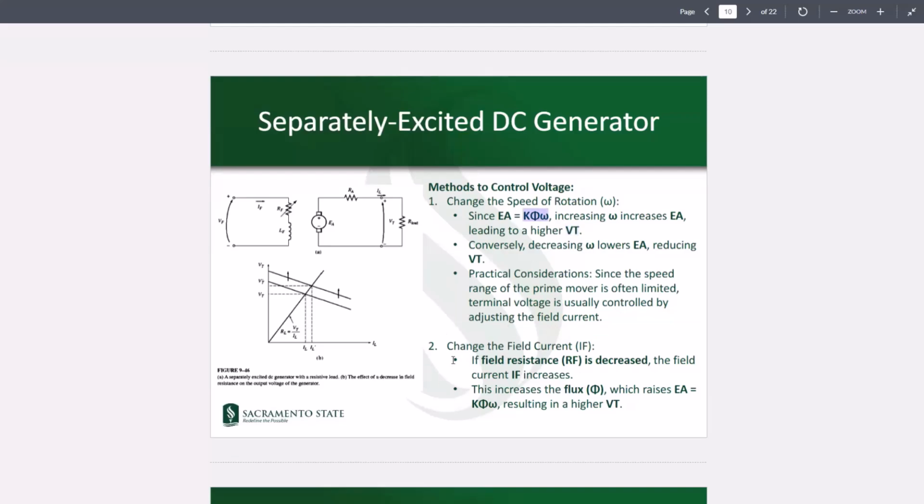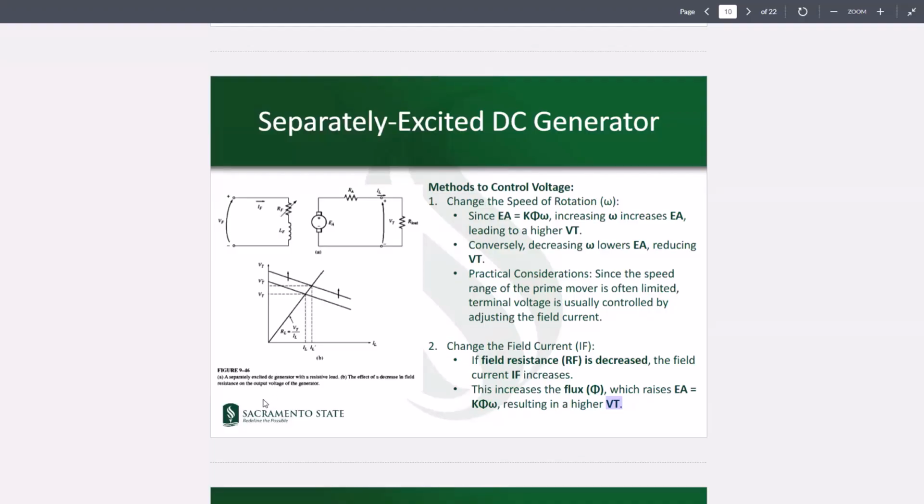Therefore, the more practical way of controlling voltage would be to change the field current. So that would be by changing RF, the effective RF, to impact IF, and then IF would impact phi, and that phi would impact EA, and then that would result in a change in the terminal voltage.